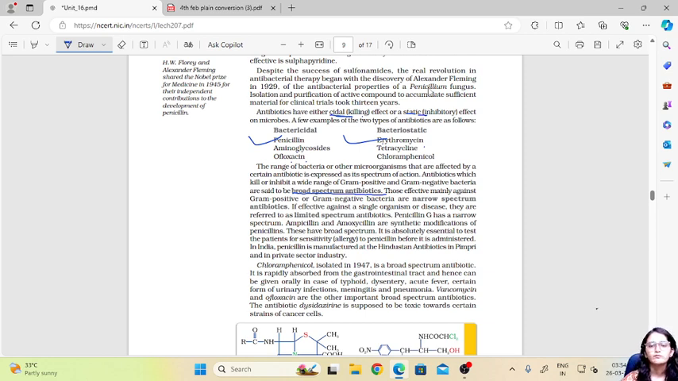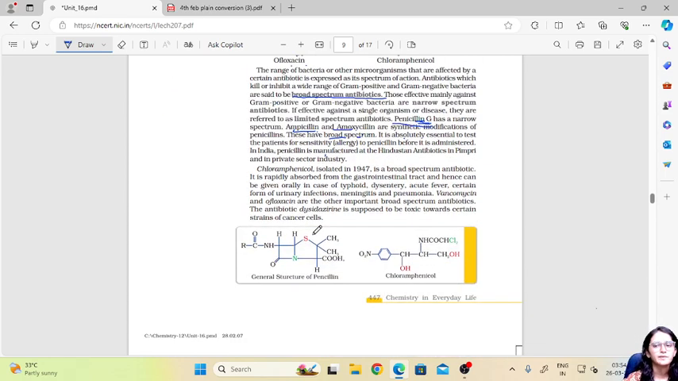For narrow spectrum, we have an example, which is penicillin G. It has a narrow spectrum effect. Then ampicillin and amoxicillin are synthetic modifications of penicillins, and they are broad spectrum. So these are the examples of broad and narrow spectrum antibiotics. Next we have chloramphenicol, which is also a broad spectrum antibiotic, which is absorbed from the gastrointestinal tract, and hence it can be given orally in the case of typhoid, dysentery, acute fever and urinary infections.